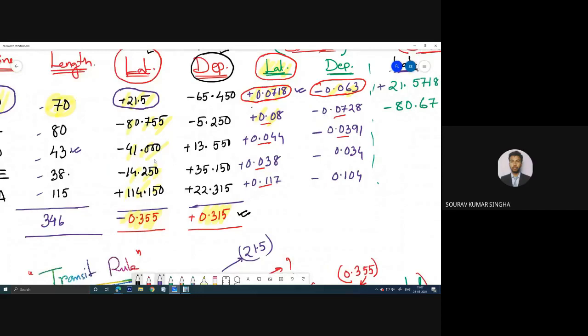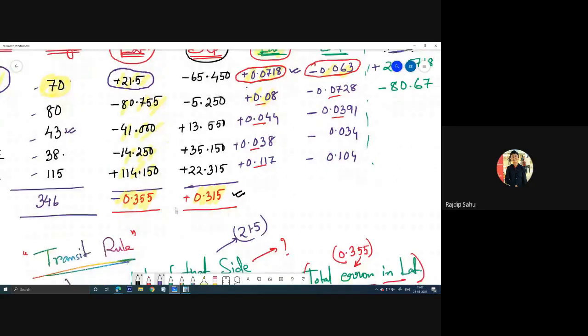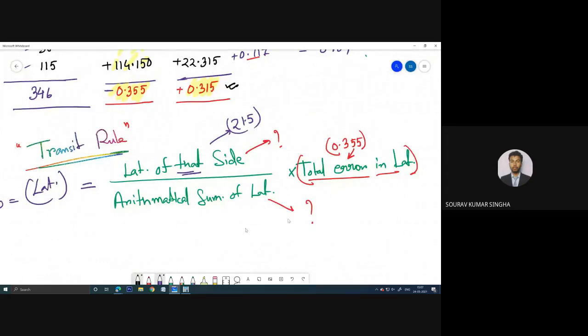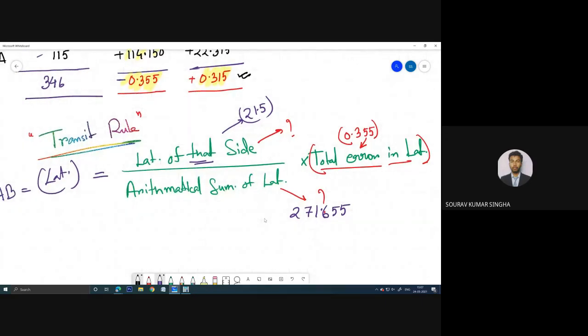271.655. Okay, this is not in my calculation and also not in the book, so make sure it is correct. Someone cross check, because this is not in the book. Example is not given in the book for the transit rule, so that is why only the Bowditch rule is given. I am applying the rule in this same numerical.